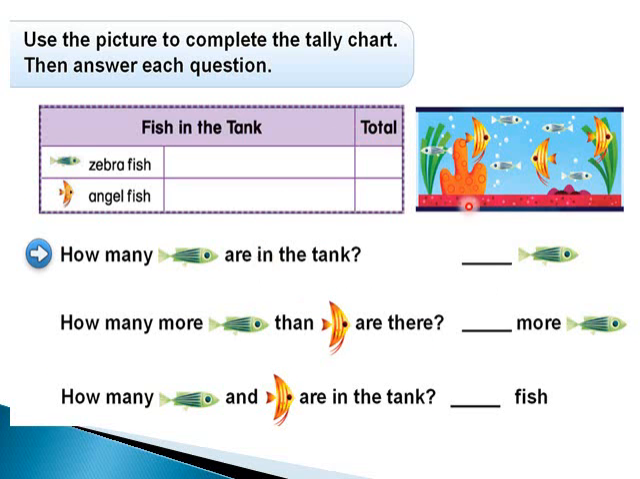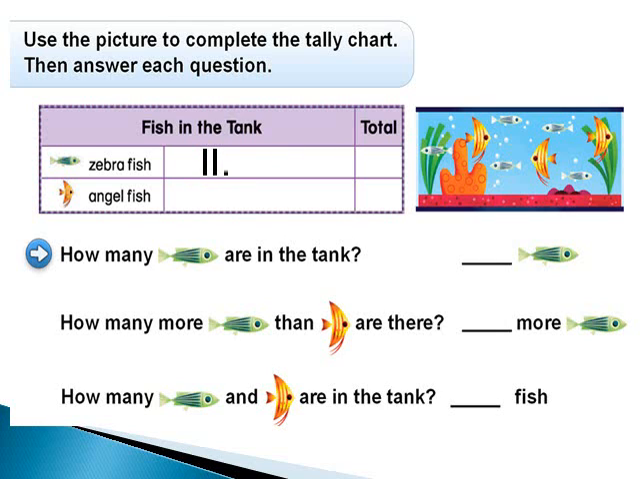Okay, here I have a picture. This is a fish tank and I have some fish. I have 2 types of fish. Zebra fish, this shape is called zebra fish, and angel fish. These yellow fish are called angel fish. So how many zebra fish are in the tank? Let's count. The first one, a tally mark. The second one, another, here I'm putting my tally marks in this table, a tally mark.